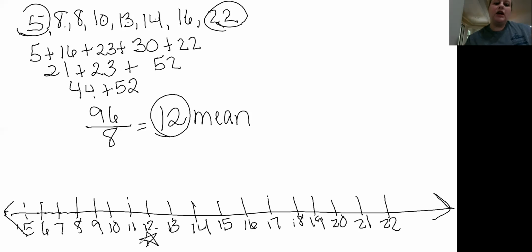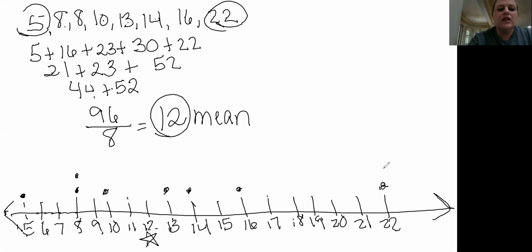So now when we plot these numbers, then we're going to go back and count how far away they are from the mean. So here's a 5. We had 2 8s. We had a 10, a 13, a 14, a 16, and a 22. Okay, so 1, 2, 3, 4, 5, 6, 7, 8.